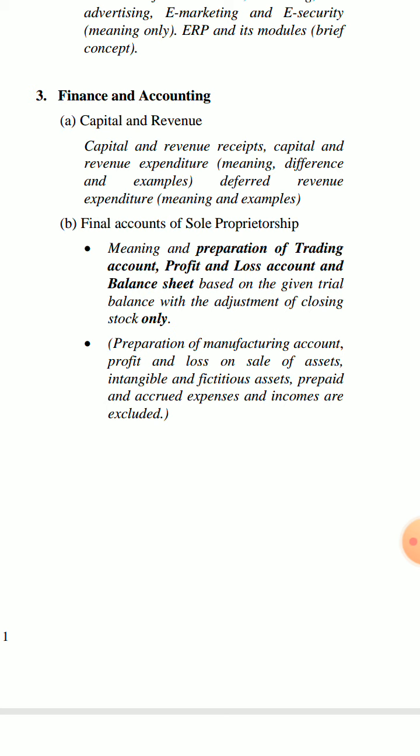You are now seeing the syllabus on the screen, and in the reduced syllabus you can see that the meaning and preparation of trading account, profit and loss account and balance sheet is included from the given trial balance, with the adjustment of closing stock only. All other adjustments are not in the syllabus. You should practice only the adjustment regarding closing stock, which I already explained.